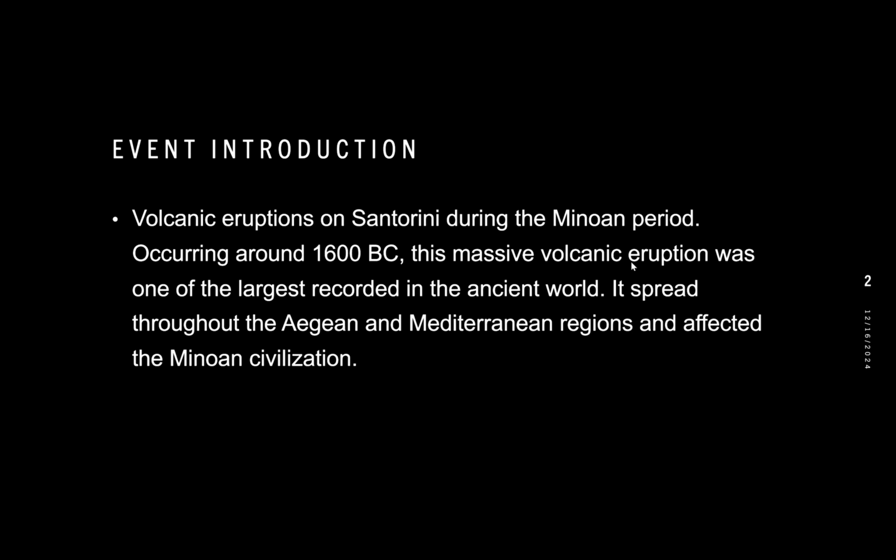Hi everyone, our topic is about the Minoan Eruption. The Minoan Eruption is a volcanic eruption on Santorini during the Minoan period. Occurring around 1600 BC, this massive volcanic eruption was one of the largest recorded in the ancient world. It spread throughout the Aegean and the Mediterranean regions and affected the Minoan civilization.